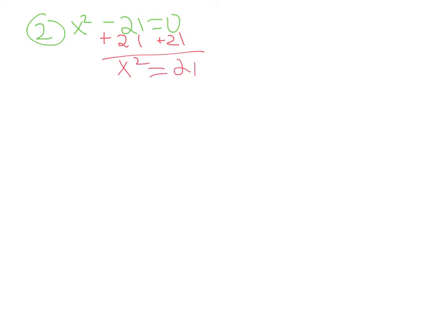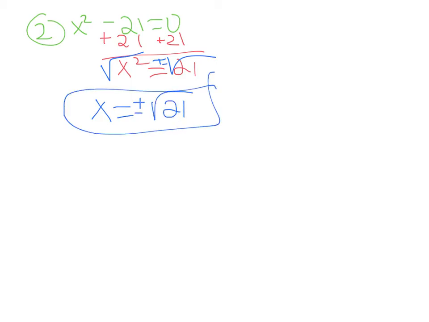So a lot of people would stop here and get a little bit worried because 21 is not a perfect square. That is true. So since we don't know exactly what it is without a calculator, what you're going to do, take the square root of both sides, add in your plus and minus. Your answer actually will just be x equals positive and negative square root of 21. And that's all you do for that one.